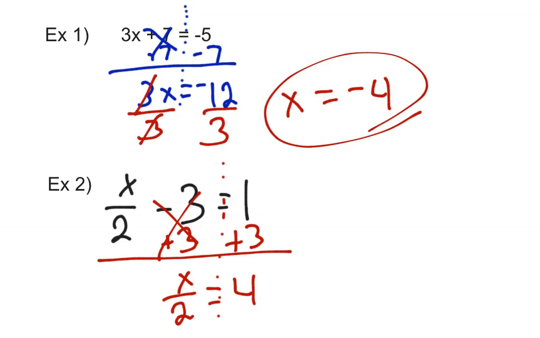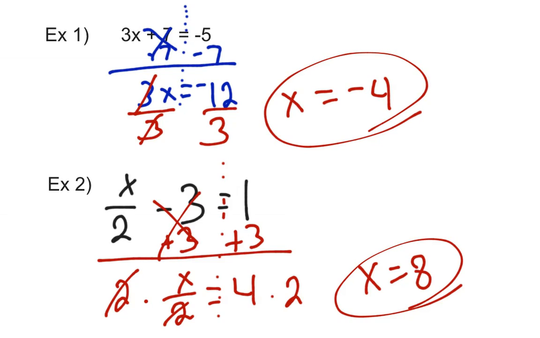Okay, now, to get x by itself, I still have to get rid of the divided by 2. I get rid of the divided by 2 by multiplying by 2, slash kill. Since I multiplied by 2 on the left, I multiply by 2 on the right, leaving me with x equals 8.